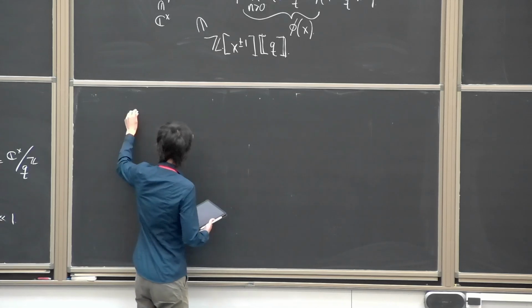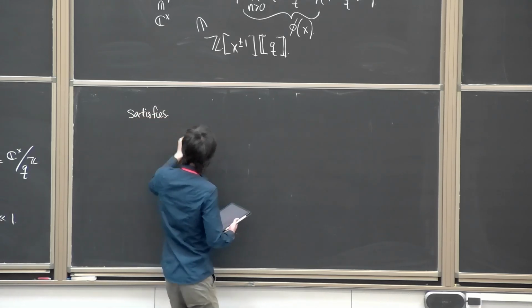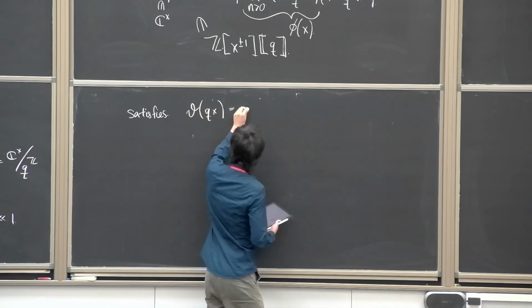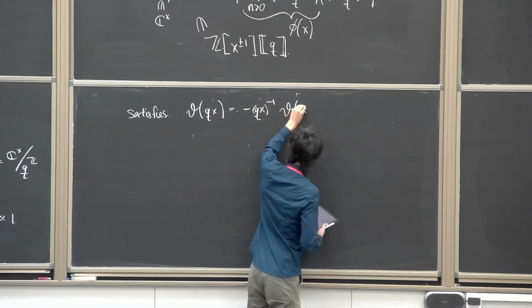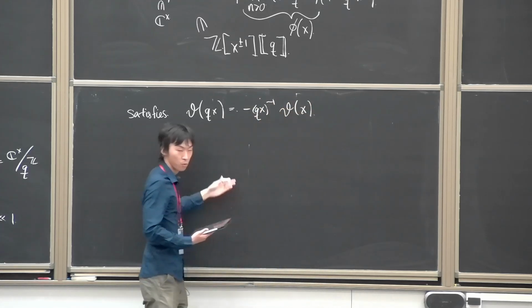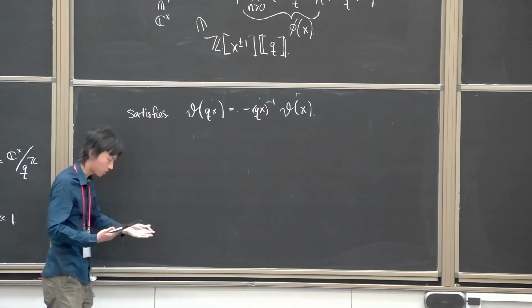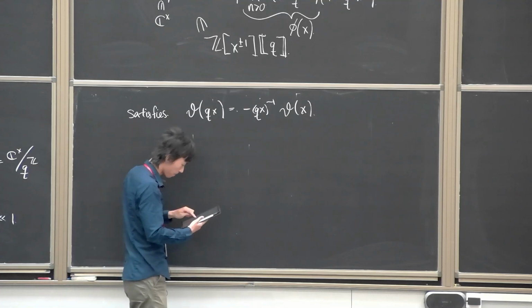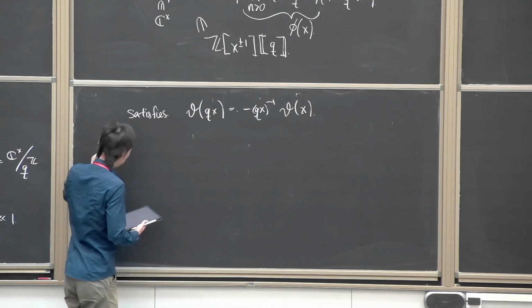Put slightly differently, you can check that it satisfies the Q difference equation, that if you shift X by Q, you get some overall factor Qx inverse of the original function. If you unravel what it means to be some section of a degree 1 line bundle, this is exactly what it means. Okay, so now I can tell you what is the elliptic genus.